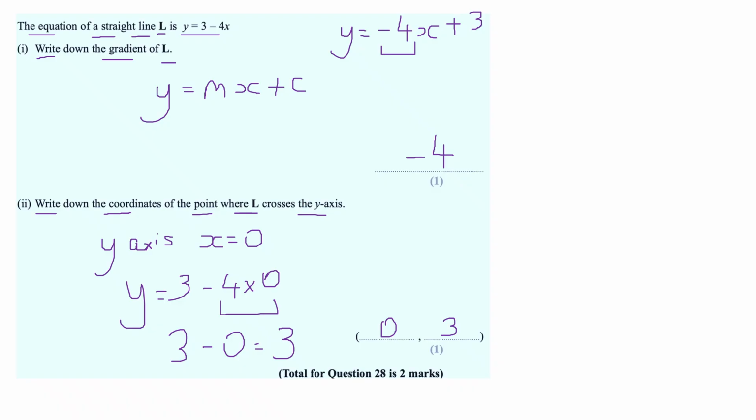Okay, so the plus c is where it crosses on the y-axis. So in this case, c is equal to 3, so it crosses the y-axis at positive 3.